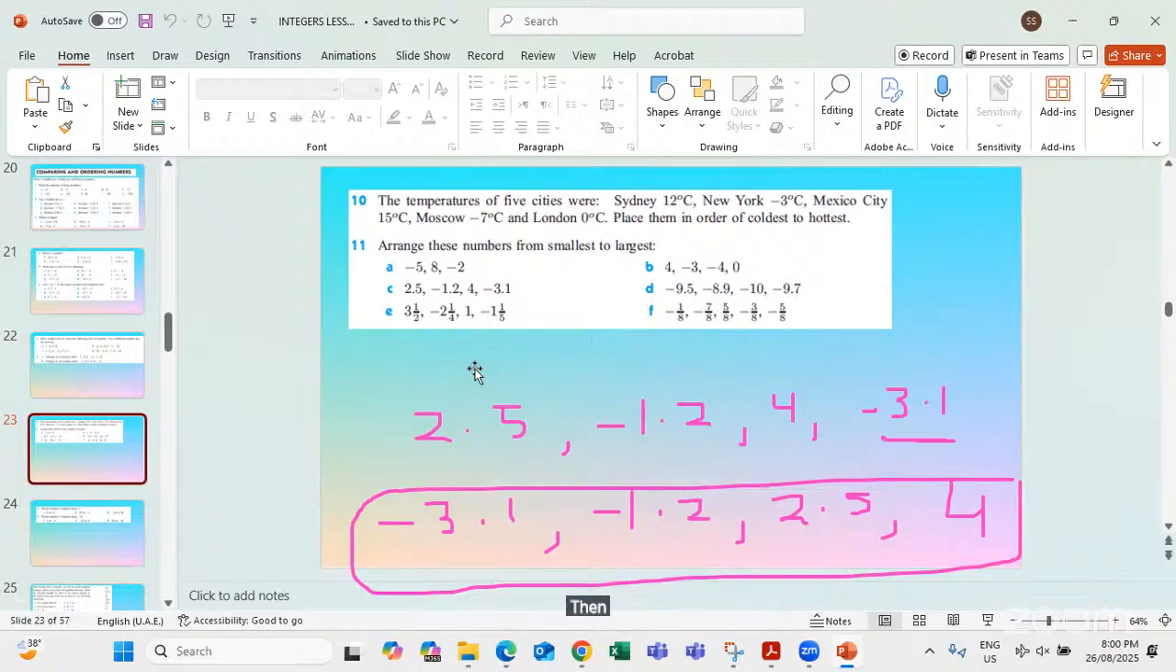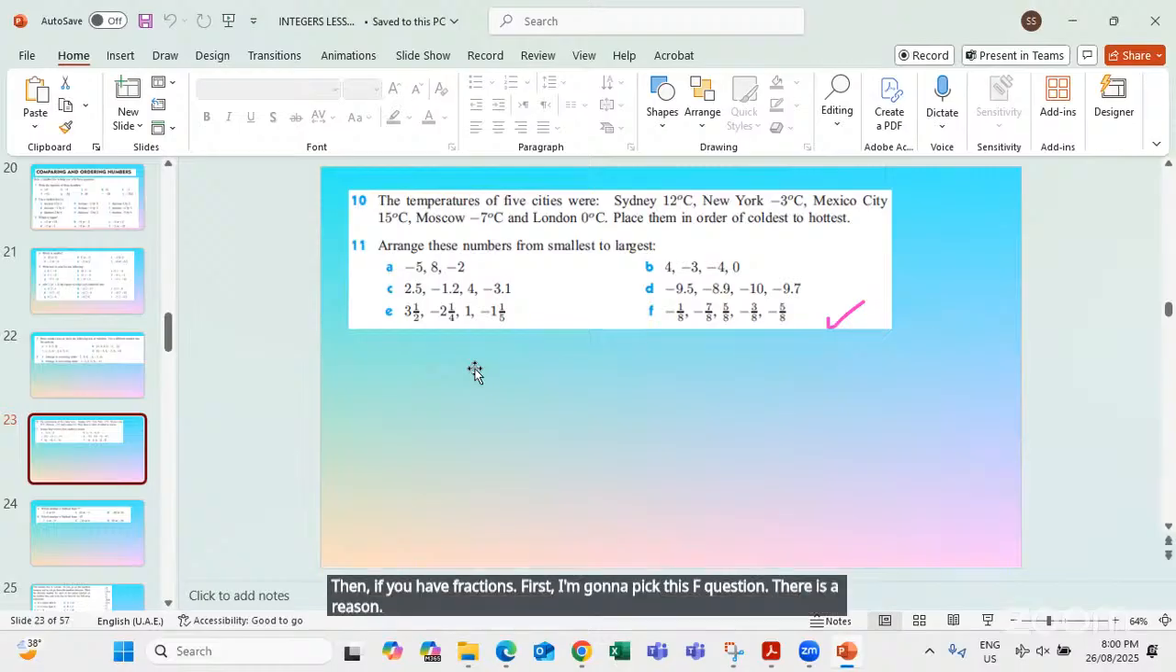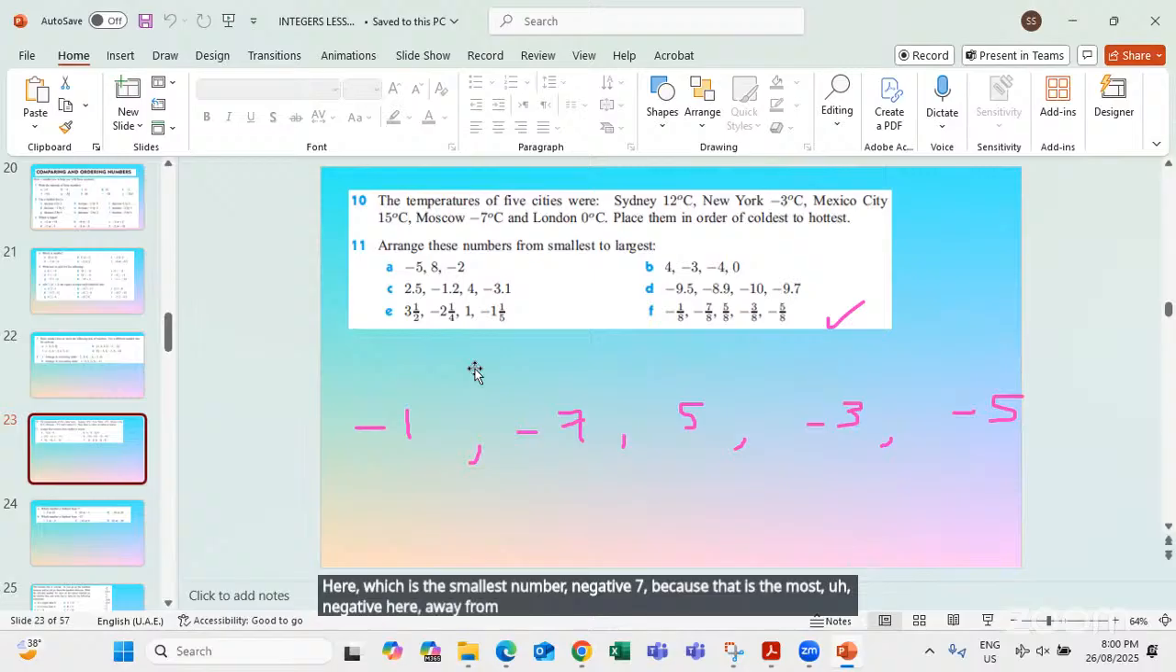Then if you have fractions, first I'm going to pick this F question. There is a reason. Then later I will pick this E. In F question, if you see all the denominators are same. So we need to compare only the numerators. Higher the numerator, higher the fraction. So numerators are like negative 1, negative 7, 5, negative 3, and negative 5. Here, which is the smallest number? Negative 7, because that is the most negative here, the most away from 0.